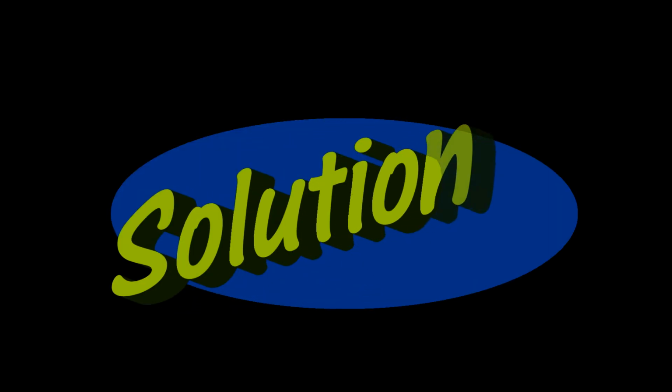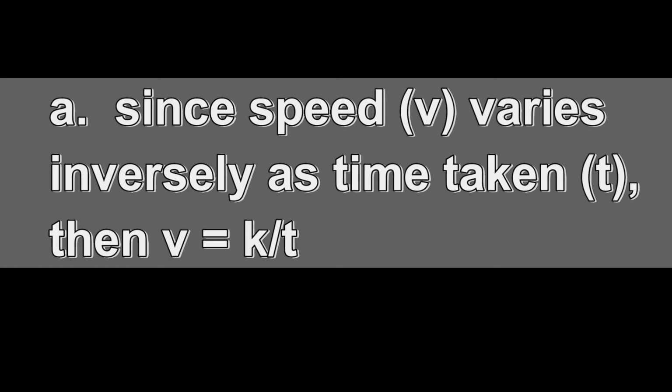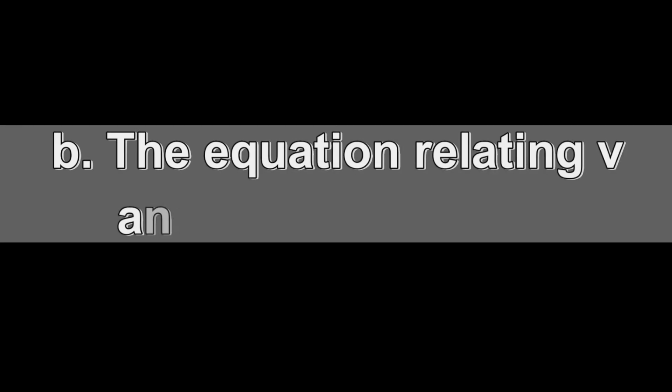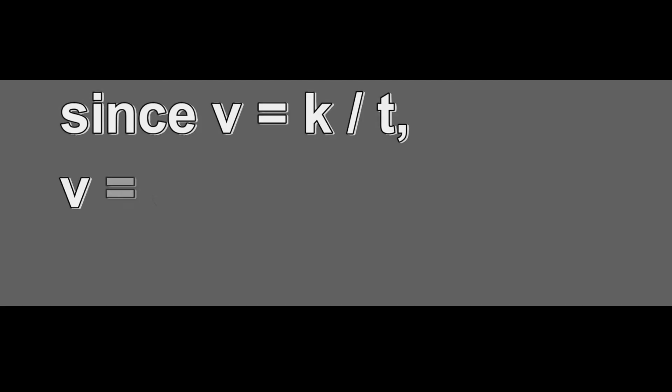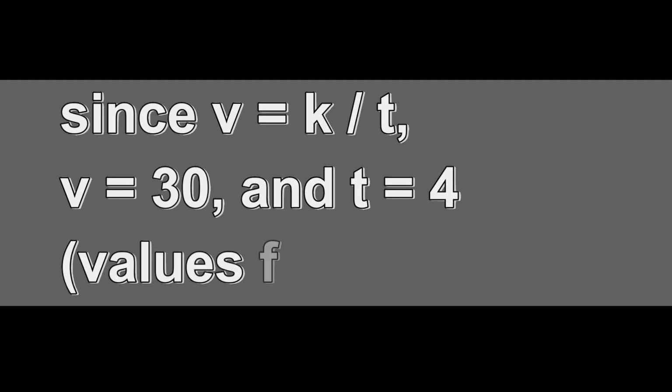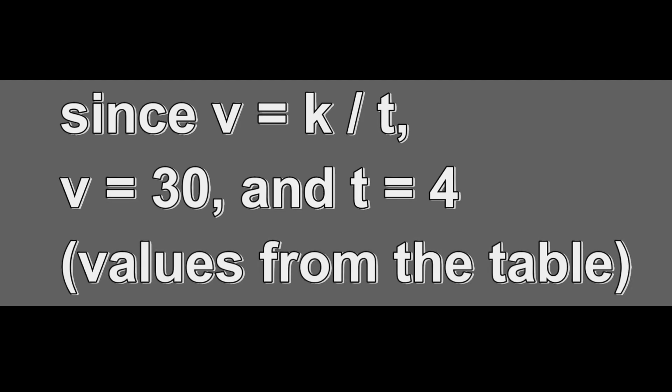Let's go to our solutions. Letter A. Since speed V varies inversely as time taken T, then V equals K divided by T. Letter B. The equation relating V and T is V equals 120 divided by T. Since V equals K divided by T, then we have V equals 30 and T equals 4. These values are from the table.